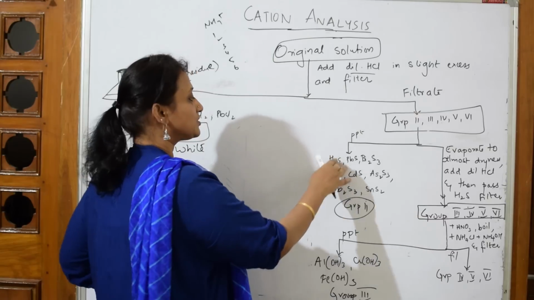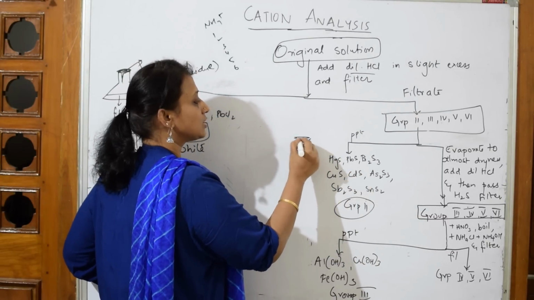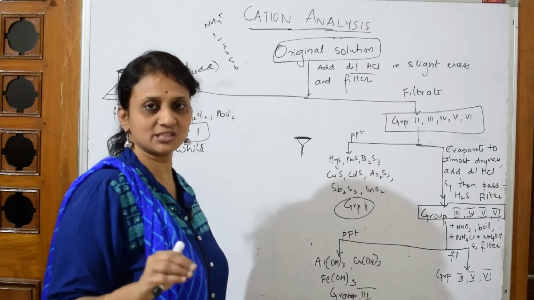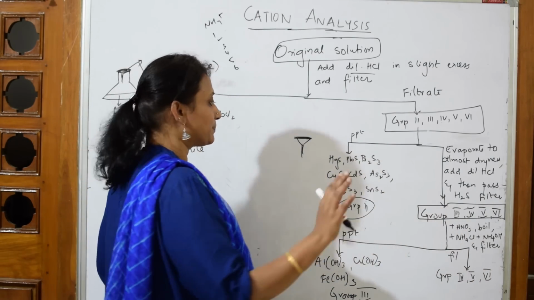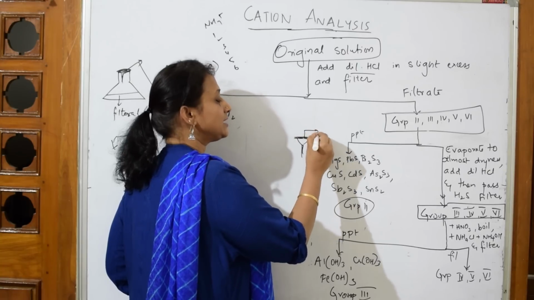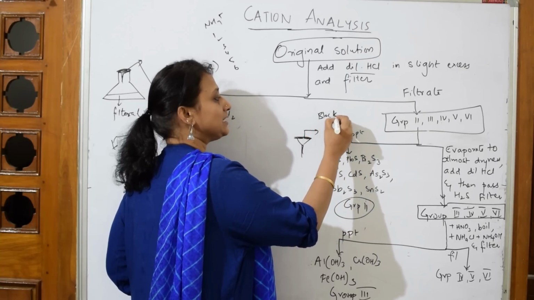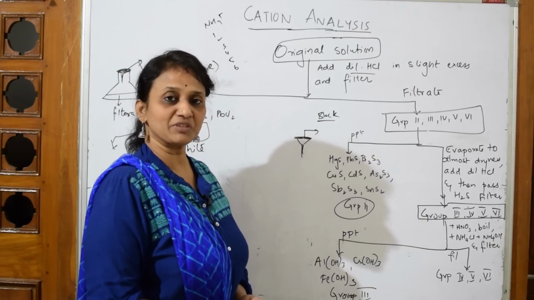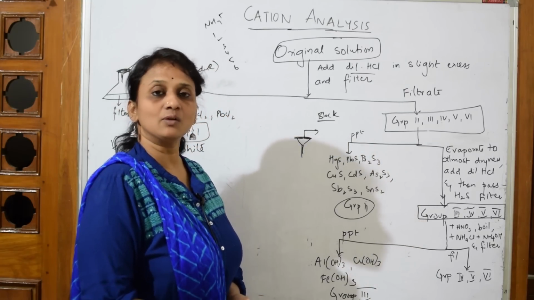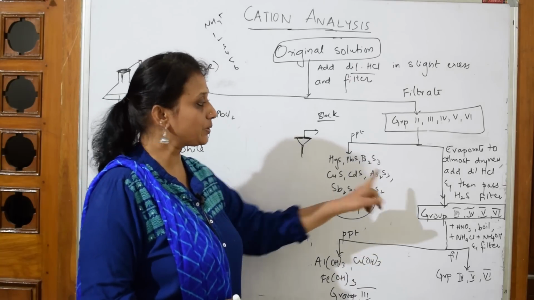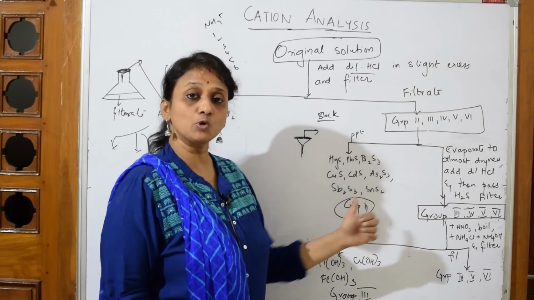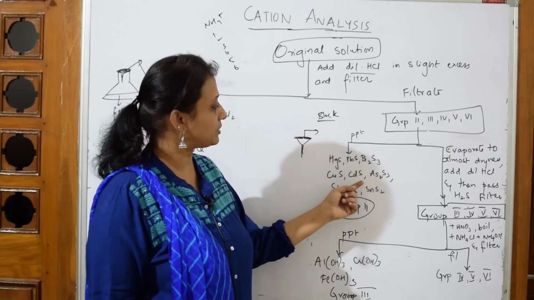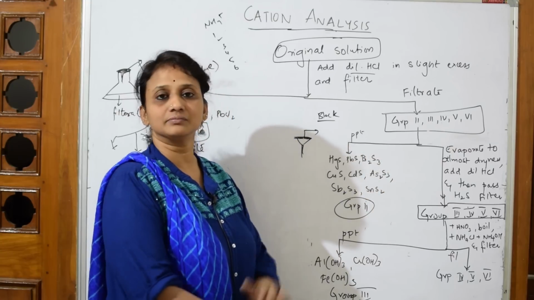Now, the precipitate which is there on the top in the funnel, suppose after adding HCl and H2S to that, if you get a black precipitate or black residue in the filter paper, you may have group 2 cations. What are the group 2 cations? Now, group reagent is H2S. Group 2 cations are mercury, lead, bismuth, copper, cadmium, arsenic, antimony and tin.